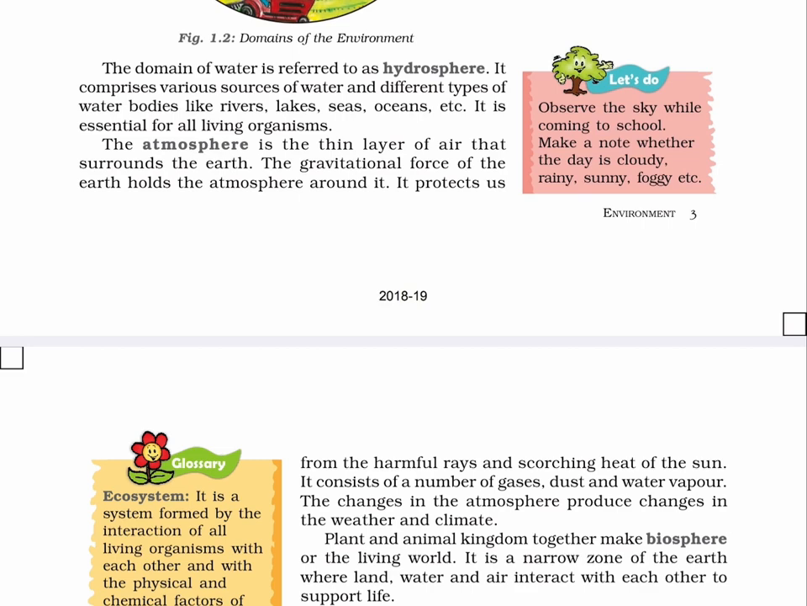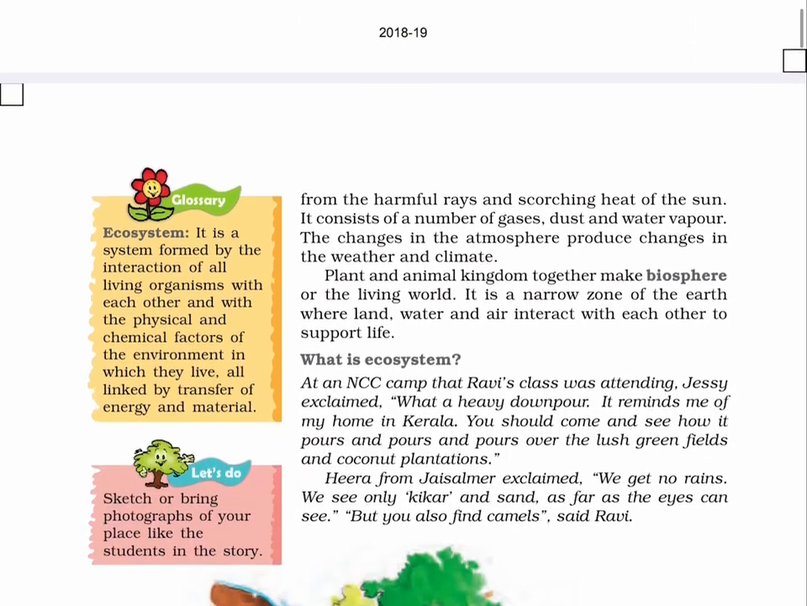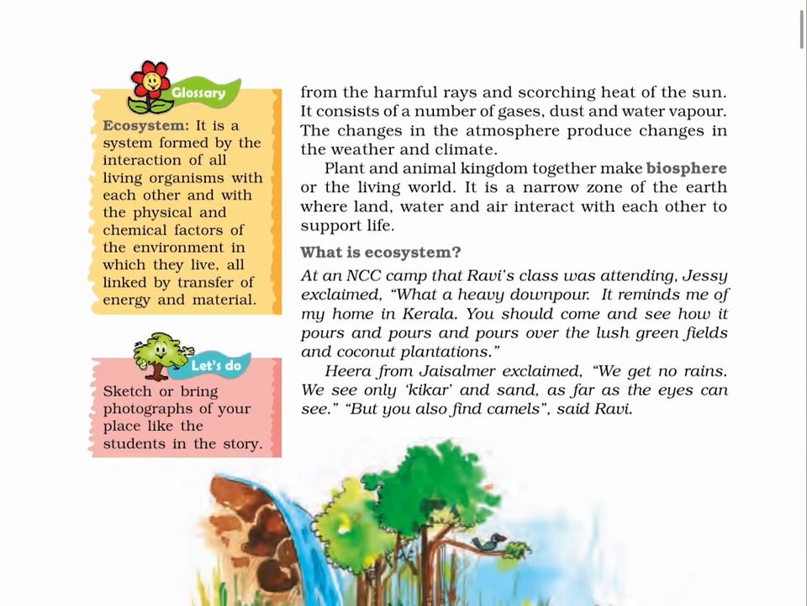Page 4. It consists of a number of gases, dust and water vapor. The changes in the atmosphere produce changes in the weather and climate. Plant and animal kingdom together make biosphere or the living world. It is a narrow zone of the earth where land, water and air interact with each other to support life.